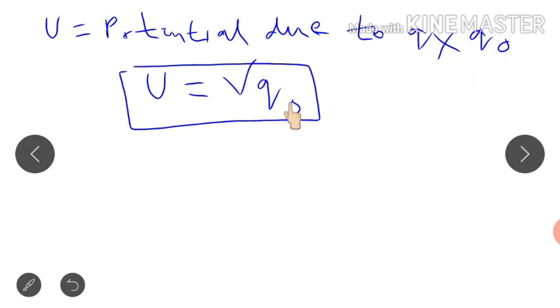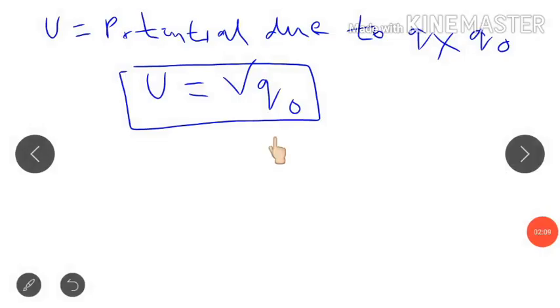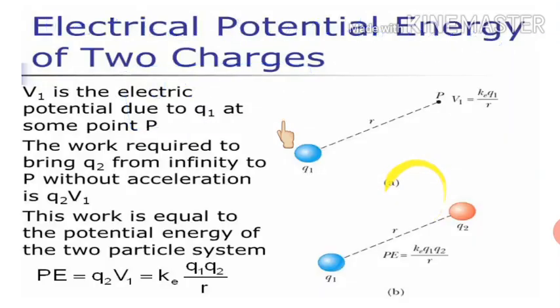So what is potential energy? It is the potential at a point due to a charge which was already there into another charge which is brought from infinity to that particular point. So there is a relation that U is equal to V into Q0. This is very important for you people to understand, that U is equal to V into Q0. Like suppose if I talk about the next page.